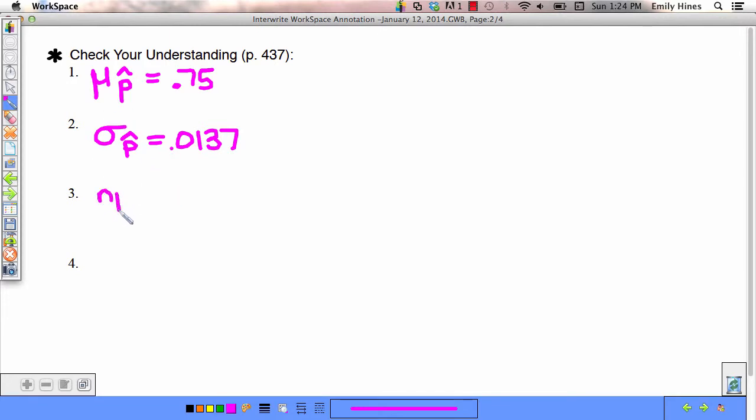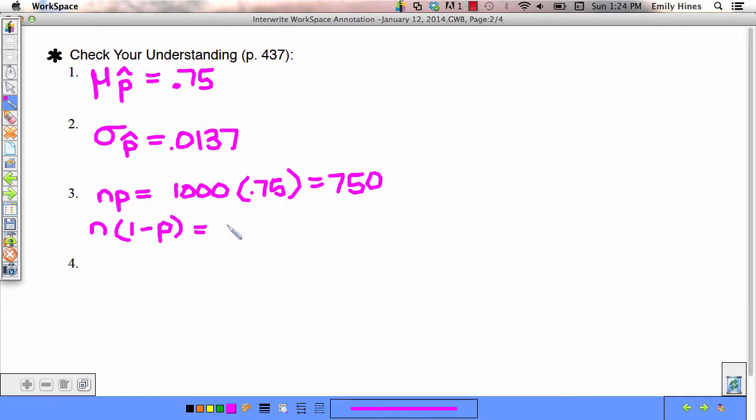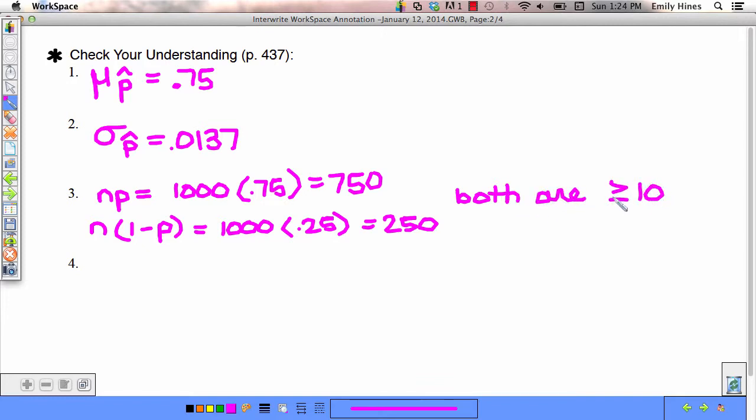The third one, I say n times p. That's 1,000 times 0.75, which is 750. And I have to say n times 1 minus p. That's 1,000 times 0.25, which is 250. So both are greater than or equal to 10. So, yes, they are approximately normal.